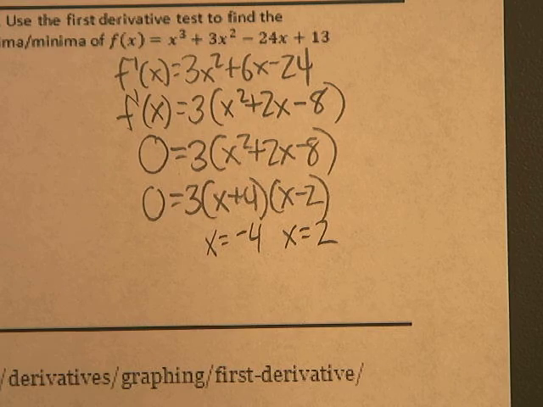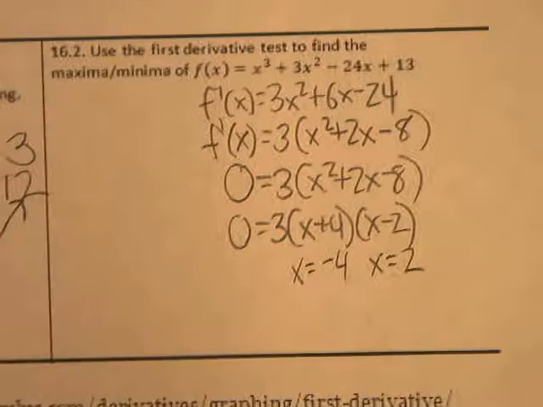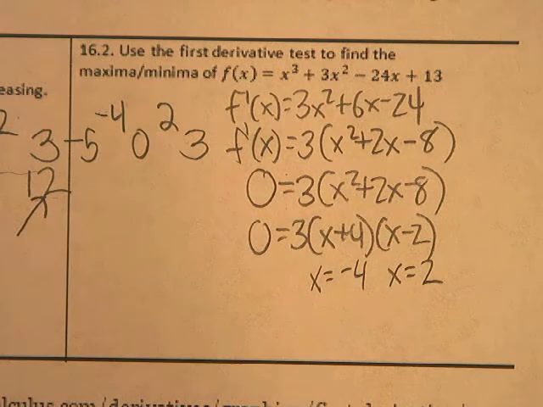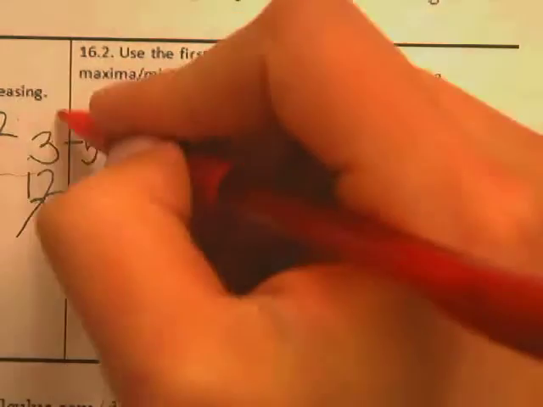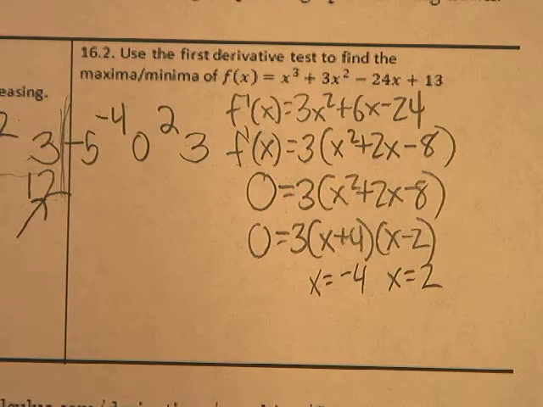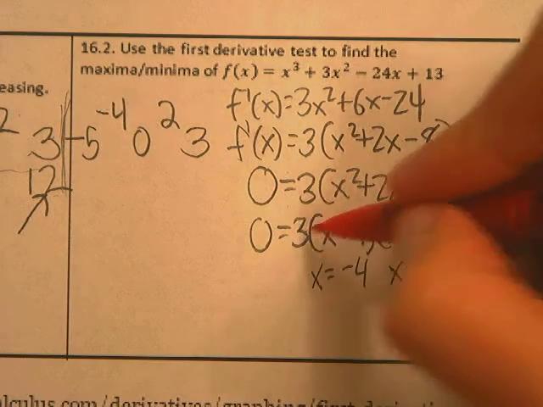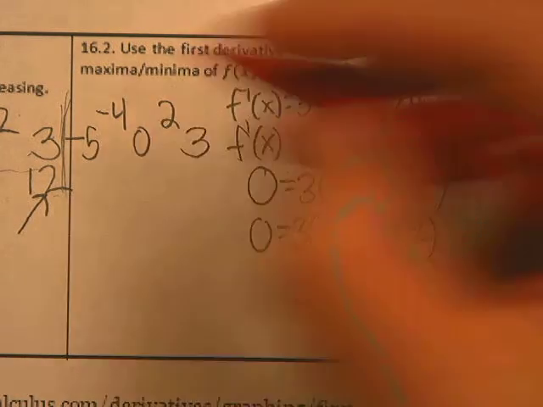So I just need to test on either side of these. So negative 4 and 2, a value in between is 0. Just a hint, 0 is usually a really easy point to test. 3 is a value above, and negative 5 is a value below. If I plug in negative 5, I'm going to get 3 times a negative value times a negative value. I'm definitely going to get a positive value.